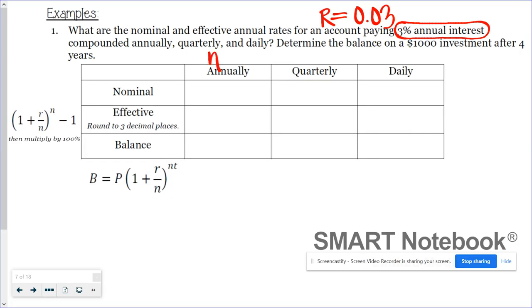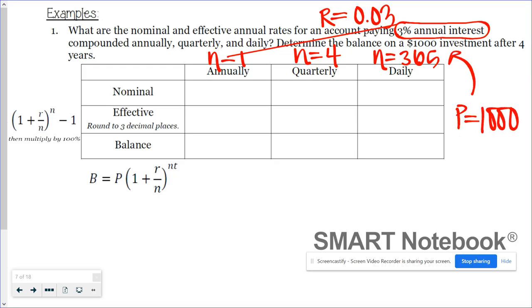Annually, that has an N value of 1. Quarterly, N is 4, and daily N is 365. They told us we have a $1,000 investment, so that's going to be the original P value. And then when it comes to what is the balance after 4 years, T is 4.